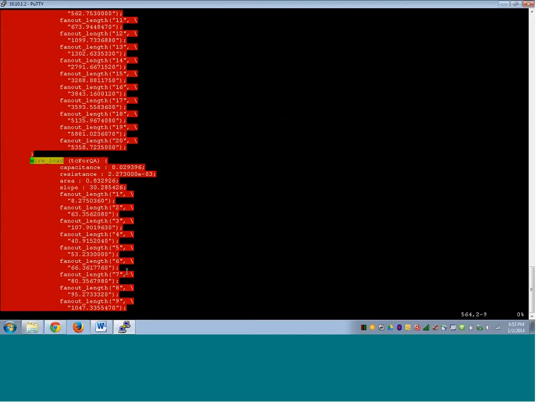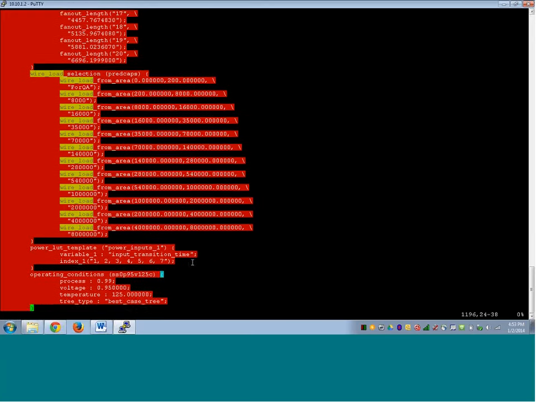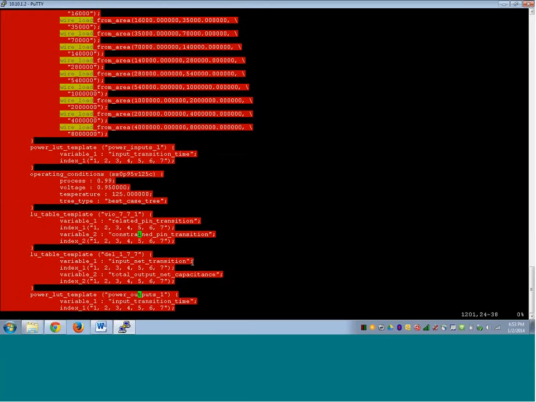Also there is a wire load selection group which tells us how the wire load is selected. This is automatic area based wire load selection. So this is the wire selection area, and now this is the place where the operating conditions are defined: process, voltage, temperature, and tree type. And now comes the lookup table templates.